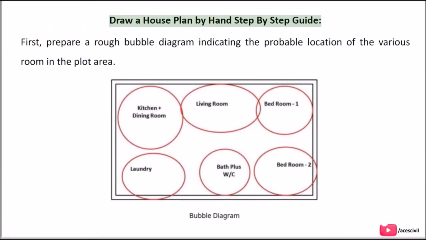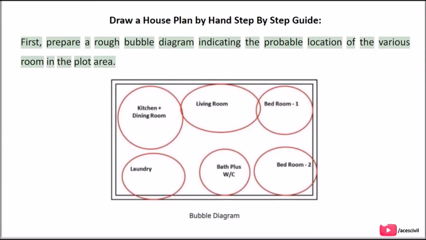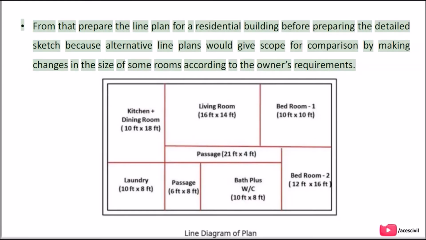Draw a house plan by hand, step-by-step guide. First, prepare a rough bubble diagram indicating the probable location of the various rooms in the plot area. From that, prepare the line plan for a residential building before preparing the detailed sketch, because alternative line plans would give scope for comparison by making changes in the size of some rooms according to the owner's requirements.